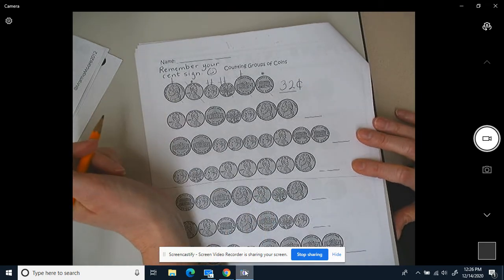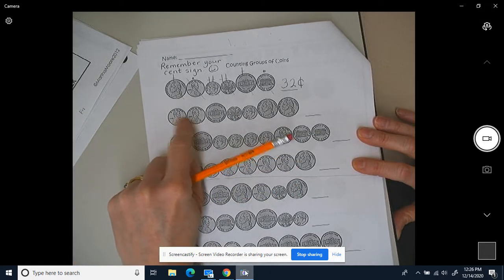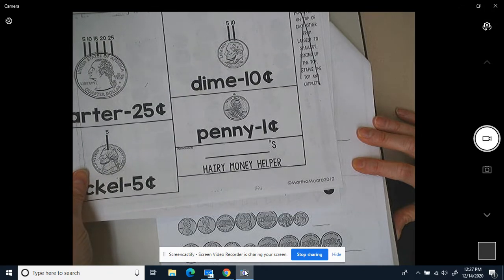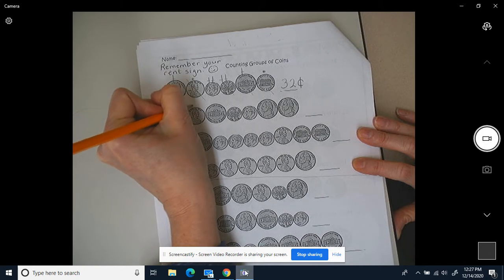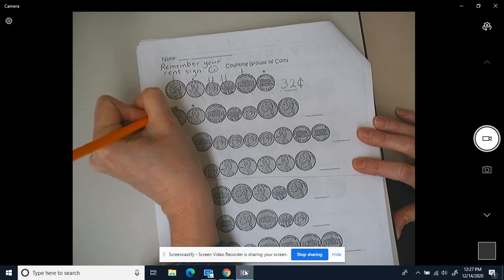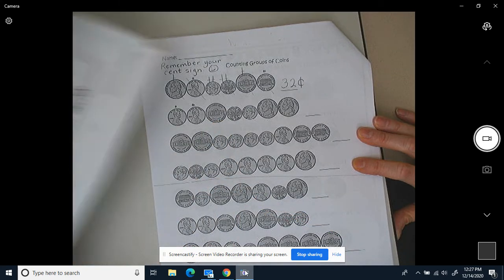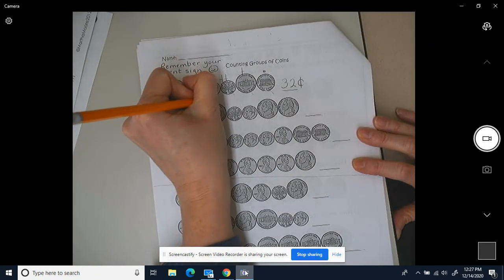Okay, let's do another one. Hairy money time. These coins are the same. What are those coins? Yes, they're pennies. Do they have any hair? They're bald. So I'm just going to put dots above my pennies. What about that? What's that? It is a nickel. A nickel's worth 5 cents, so it has one hair. 5.